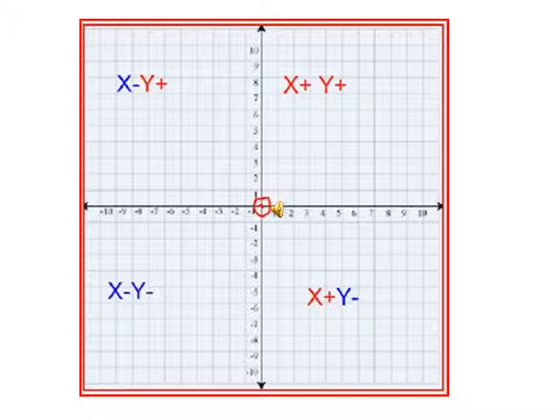In the bottom left, we have both axes, x is going negative and y is going negative. And in the last one, x is positive and y is negative. Everything's measured from the very center. This is what we call our origin.